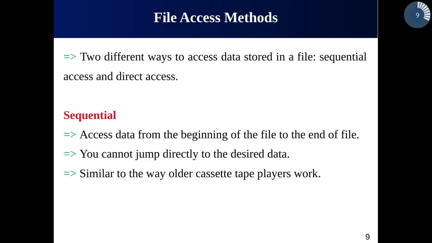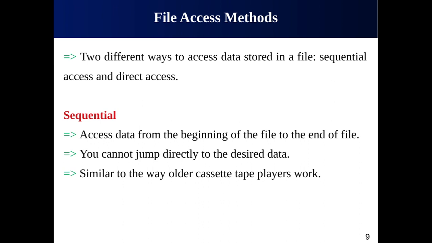We also have some file access methods, and the most important ones are sequential access and random access. Actually, most programming languages provide two different ways to access the data which is stored in a file. The first one is sequential. When you work with a sequential access file, you access data from the beginning of the file to the end of the file. That is sequential access.